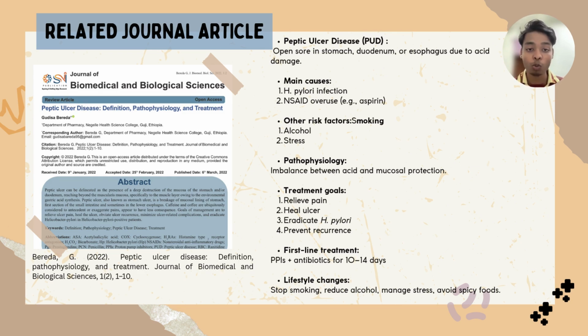The disease happens when there's an imbalance between aggressive factors like acid and H. pylori and protective factors like mucus and bicarbonate. Treatment aims to relieve pain, heal the ulcer, eradicate H. pylori, and prevent recurrence. The first-line treatment is a proton pump inhibitor with antibiotics for 10 to 14 days along with lifestyle changes like stopping smoking, reducing alcohol, and avoiding spicy foods.